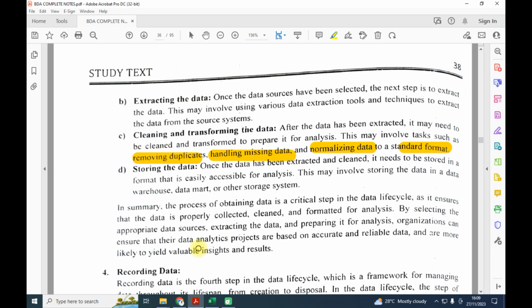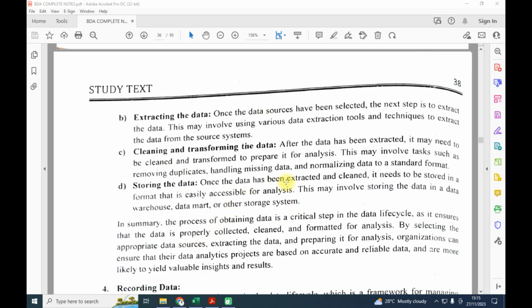Then after we have cleaned and transformed, we store the data. Once the data has been extracted and cleaned, it needs to be stored in a format that is easily accessible for analysis. So here we are just storing it, waiting for it to be analyzed. This may involve storing the data in a data warehouse, a data mart, and other storage.